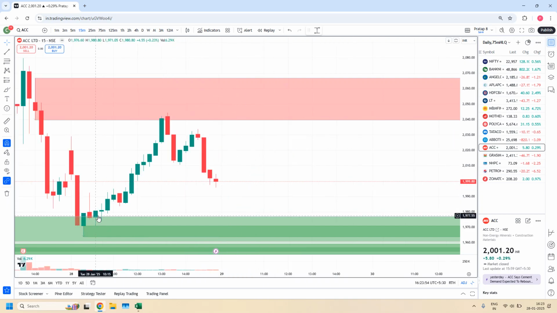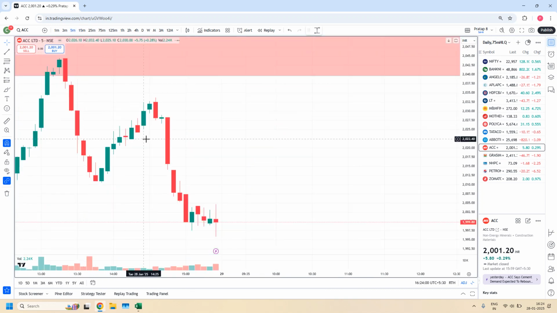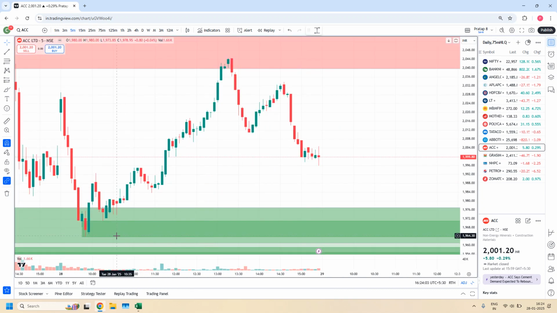When you got the entry at 10 o'clock, 15 minute candle. Let me go to the 5 minute candle so that we know in a much more accurate way. We got the trade at the 10 o'clock 5 minute candle and reached the target at the 13 5 minute candle. So less than 3 hours we are in the trade.